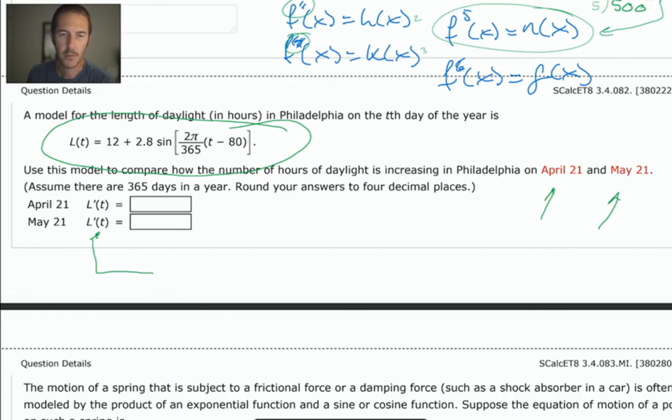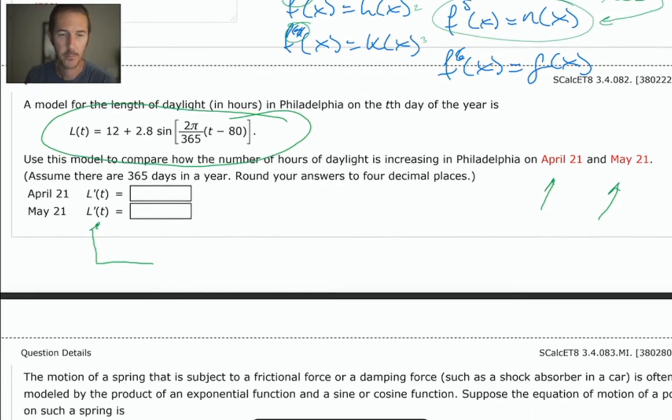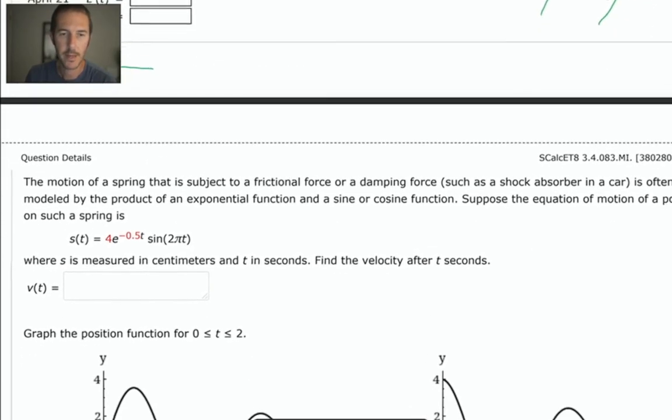2 pi over 365 times negative 80 is going to turn into negative 165 pi over 365. Doesn't matter. It's a constant value. Eventually, you're going to take the derivative of it, and it's going to go to 0. You'll be stuck with it inside the function, but later, when you multiply by the derivative of that inner function, it will turn into a 0. So use a sharp pencil, use plenty of space on your paper, go slowly, make sure you're applying the chain rule correctly, and don't forget that you have to take the derivative of the sine function first. And then you'll be plugging in t values.